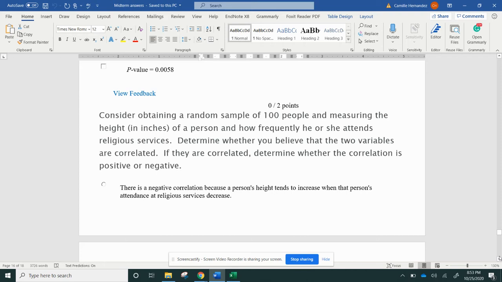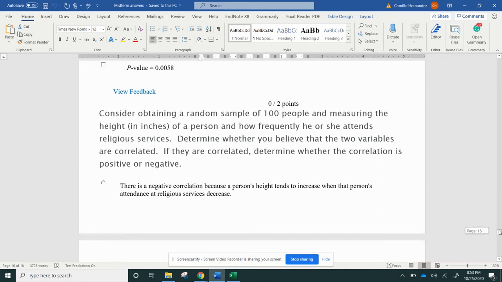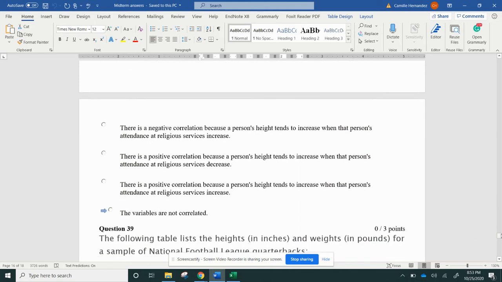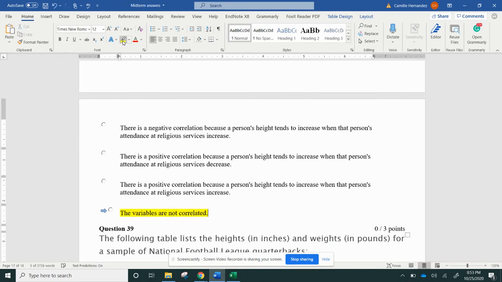Height has to do with a lot of different things. It has to do with your genetics, growth spurts, sometimes how much you eat, stuff like that. It really has no bearing on if you go to religious service. So I wouldn't even say these are positive or negative. I would go down here and say they are not correlated because they're not. So height and religious affiliation have really nothing to do with each other.